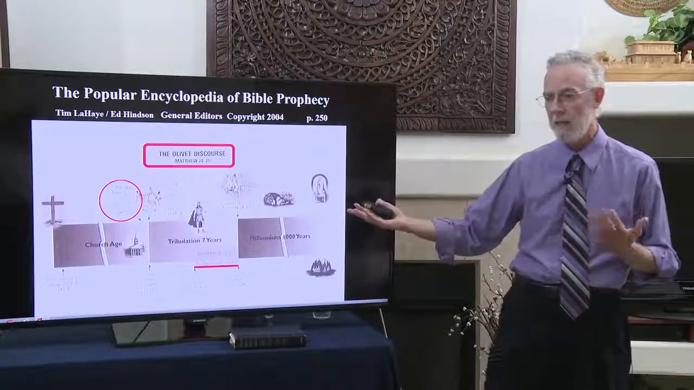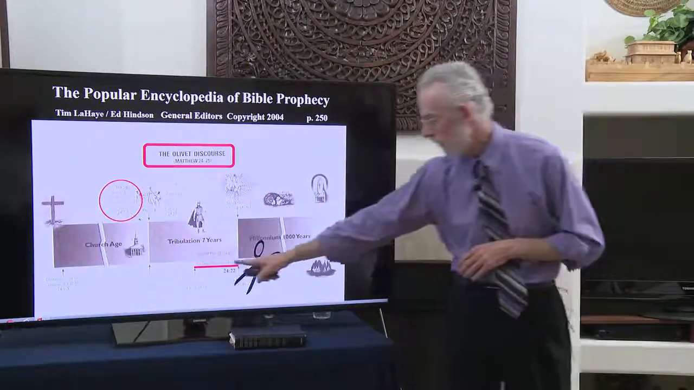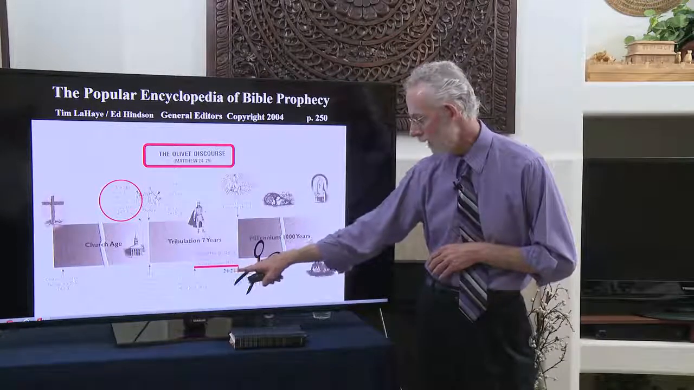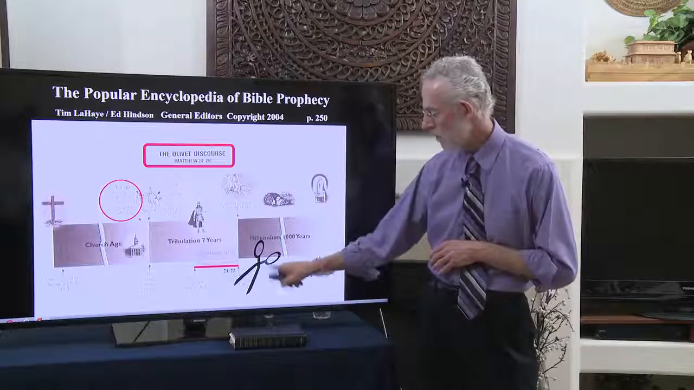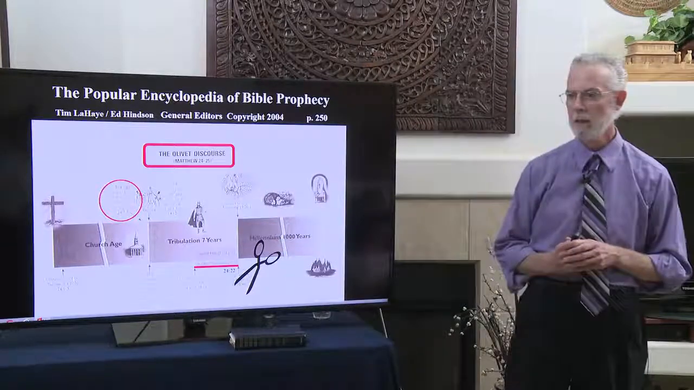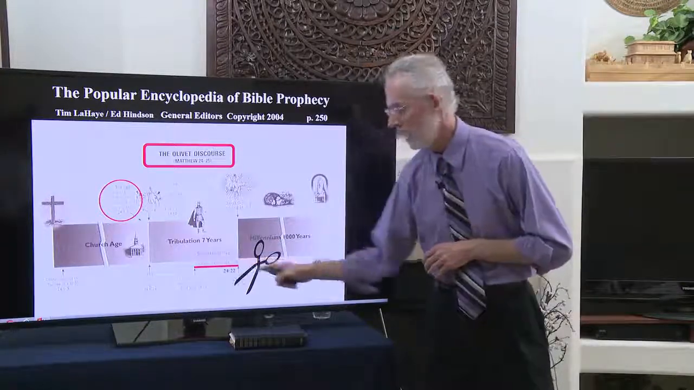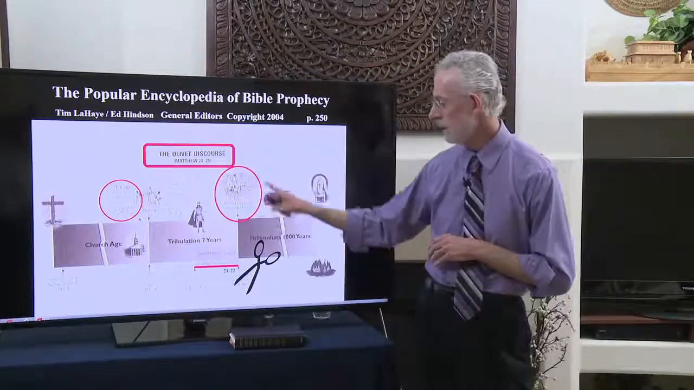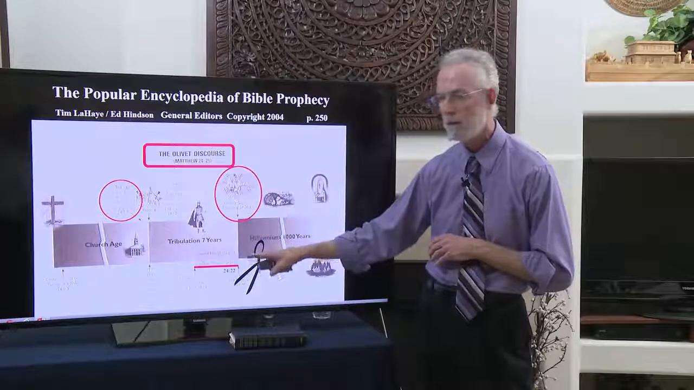I mean, I respect these guys, but I think that Jesus said right in the middle of these verses, right? They're showing Matthew 24:21 through 25, and right in the middle of that is verse 22. That's where Jesus said he was going to cut those days short. So I think Jesus was telling us that it's not going to last 3.5 years, because if it does, we won't survive.